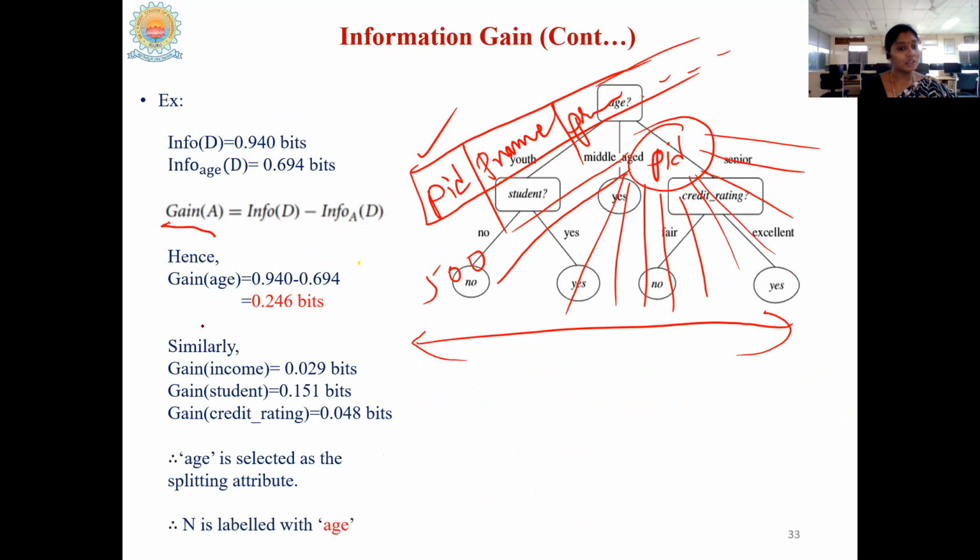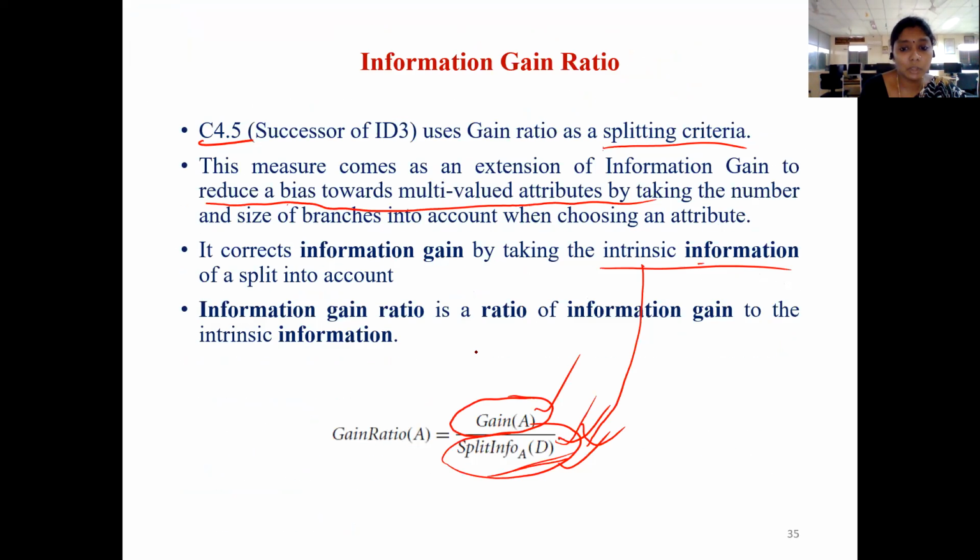So let's go back to the previous slide. Here, you can note down these values. Gain of income, for my case, because I have considered income as the first attribute, I have done all the calculations for income, so I need to take this value only. Whereas in your case, you need to record these values, note down these values. Why? Because you need to do for this. So what is this value? Gain of income 0.029.